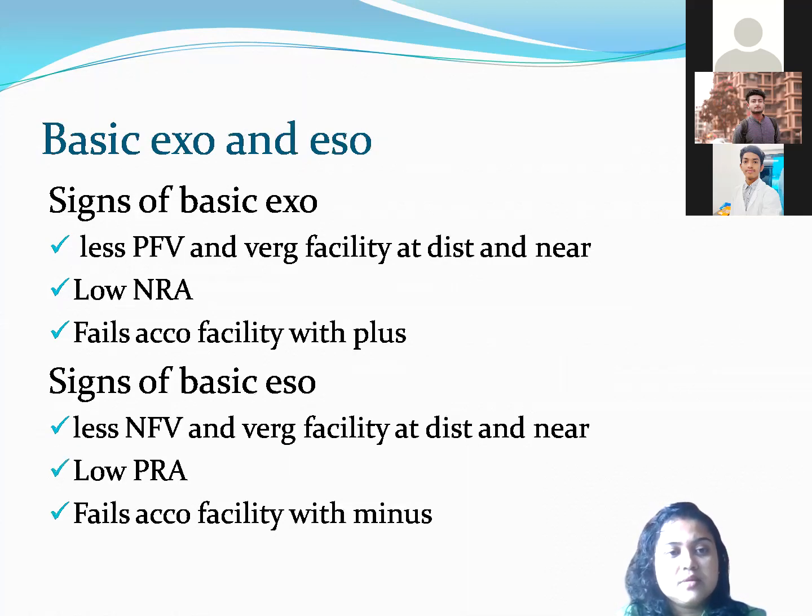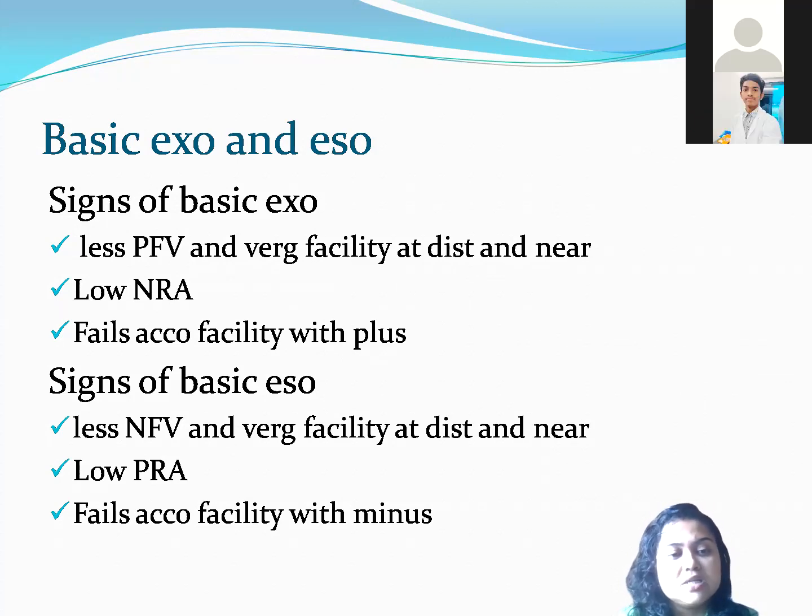Okay. So basic exo and basic eso we have also discussed. In basic exophoria, the exophoria for distance and near will be the same. The PFV and Vergence facility at distance and near will be less. Low NRA. Accommodative facility, the patient cannot clear the plus. Fails accommodative facility with plus.